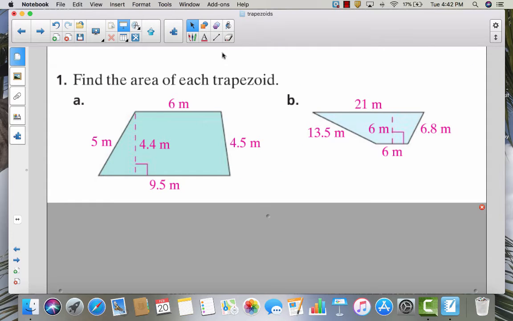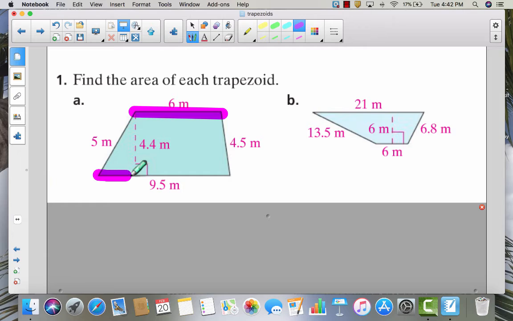Here are two more examples. So again, I'm going to grab my highlighter first, and I'm going to identify all my parts. So in example A here, my bases are my parallel lines, so the 6 meter side and then the 9.5 meter side. And you're going to notice sometimes both sides of the trapezoid are slanted, which means they're not giving you a height measurement. And in that case, they'll give you this dotted line in the middle of the shape. So there's my height.